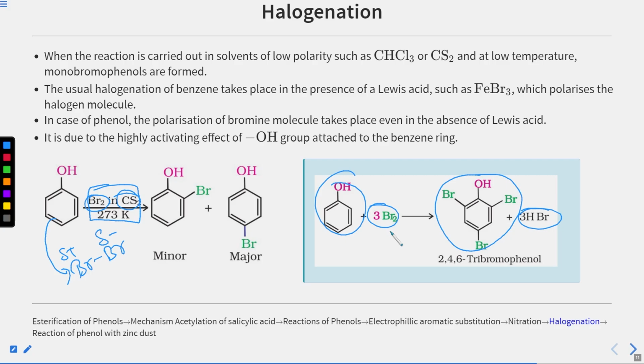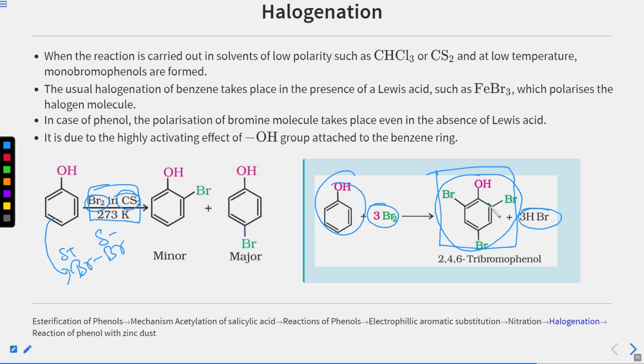And at that instant, if it is stabilized, then the lifetime of that instantaneous dipole would increase. The lifetime of an instantaneous dipole will increase, and hence the chance of your electrophilic aromatic substitution will also increase, and you will get 2,4,6-trinitrophenol. That is the tri-substituted one. Clear? So this is the halogenation.